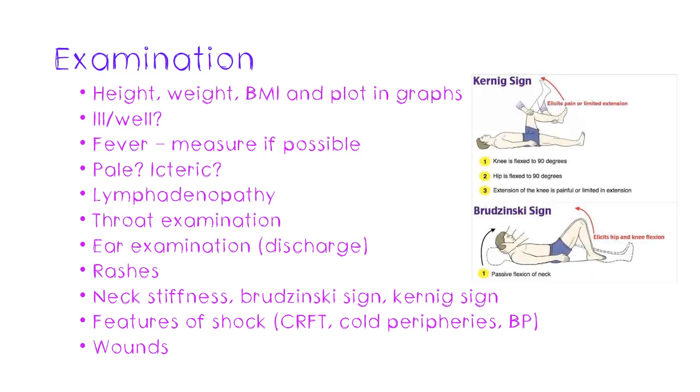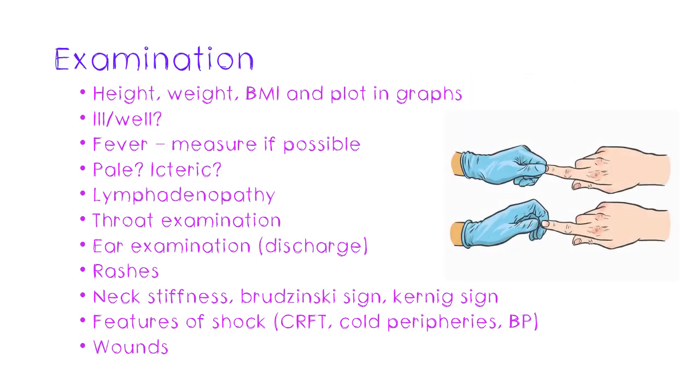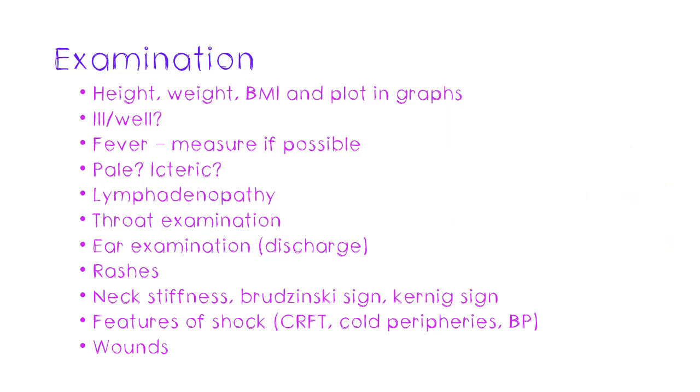Neck stiffness, Brudzinski sign, and Koenig sign are all features of meningism, and you can elicit these by the maneuvers seen here. Check for complications by looking for features of shock. You can assess capillary refill time as seen here and look for cold peripheries, a cold line, and low blood pressure. Keep in mind that cold peripheries only occur in late stages of shock, as initially sepsis causes vasodilatation, which will result in warm erythematous peripheries.